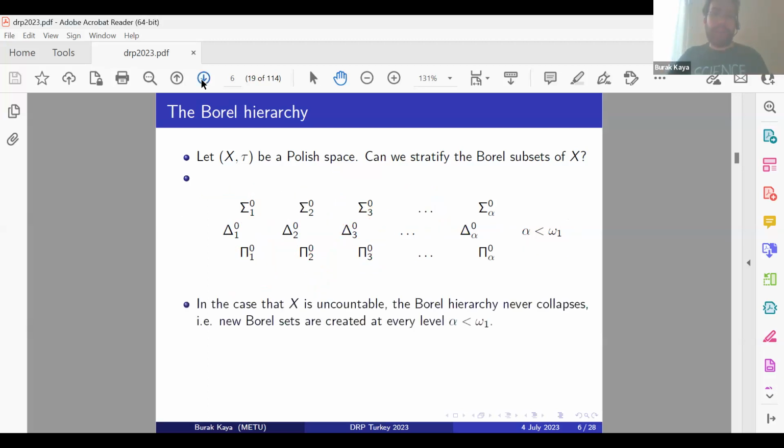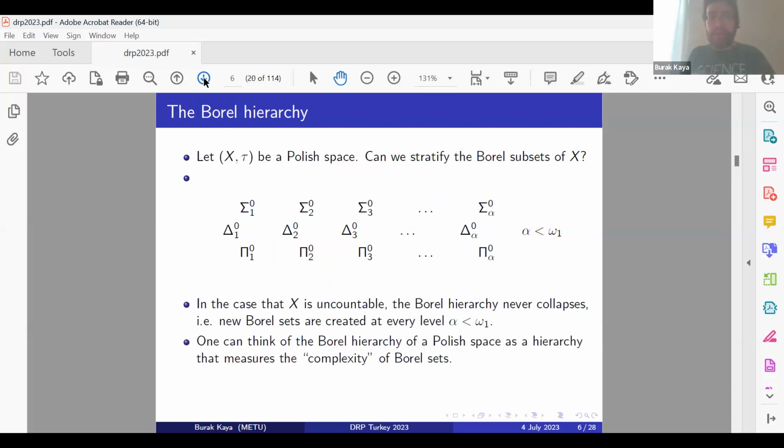And this is like a hierarchy. And it turns out that in the case that X is uncountable, so X is reals, this hierarchy never collapses, meaning that at every level, you're creating new sets. And you can think of this hierarchy as a measure of complexity, because you think of open sets as your basic building blocks. In order to get something in here, you have to apply complementation twice and countable unions twice, back to back. So you have to do a lot of operations. But if your set is over here, it takes fewer operations.